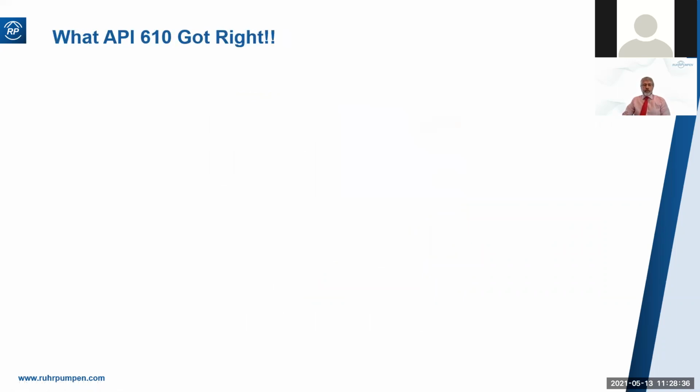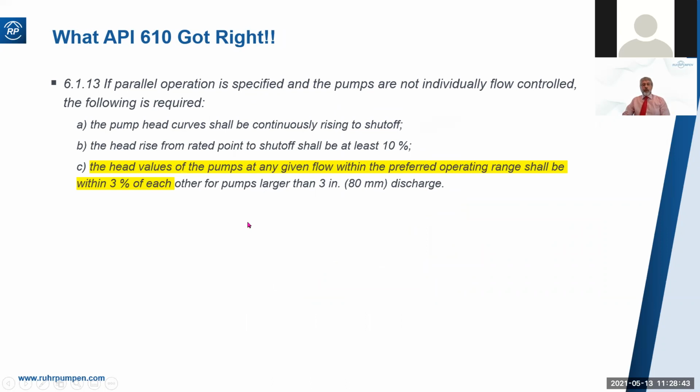Here is something that I think they absolutely got right in the 12th edition. Now, quite a few end user specs had this clause already added into their 11th edition specs, and it's one that I considered important enough to always specify on internal data sheets whenever parallel flow was specified. These parts are unchanged. The pump head curve shall be continuously rising. Head rise from rated point to shutoff should be at least 10%. Those are not new.